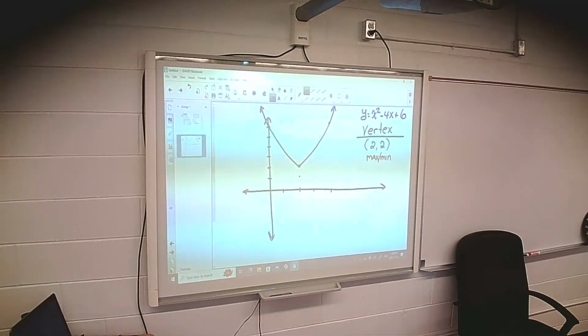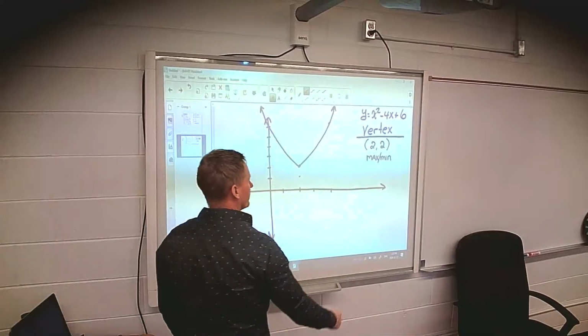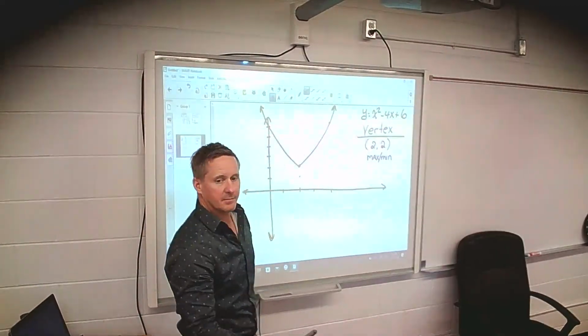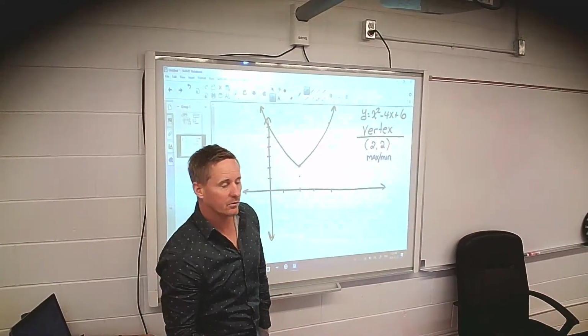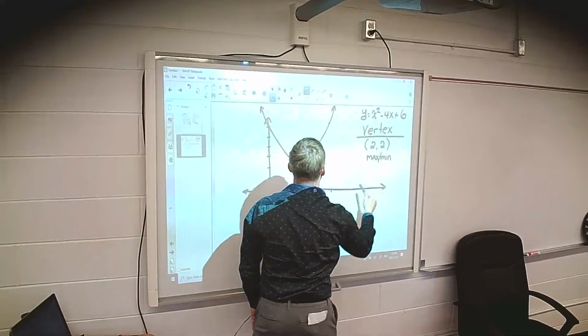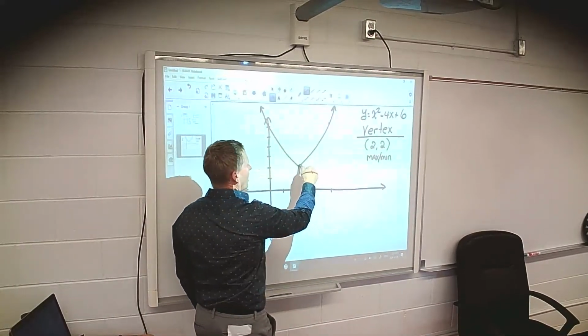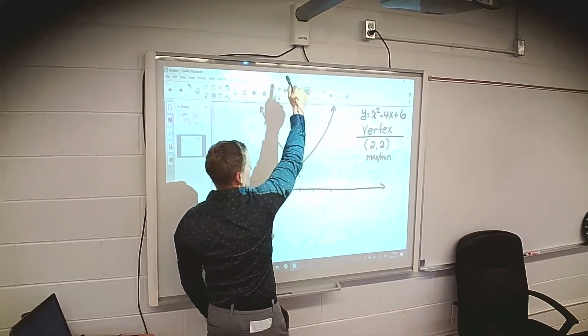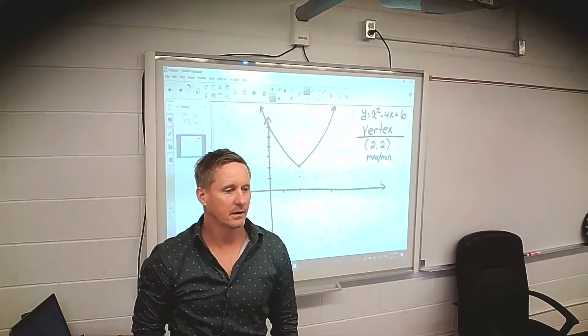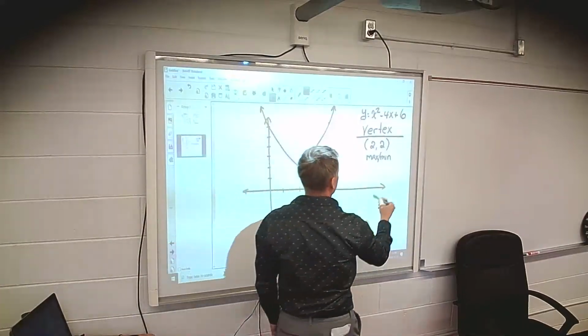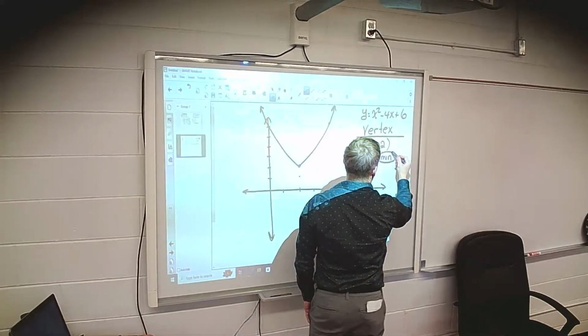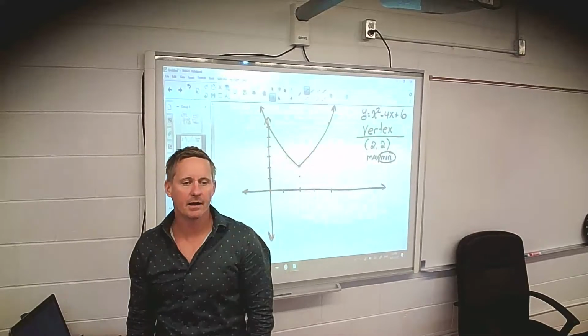All right? So what's the y value of the vertex? Well, it's the same as the x. So it's a 2, right? Right here, that 2. Okay? Where are all the y values found? All above it. So then that means in this parabola, that 2 is the minimum value.